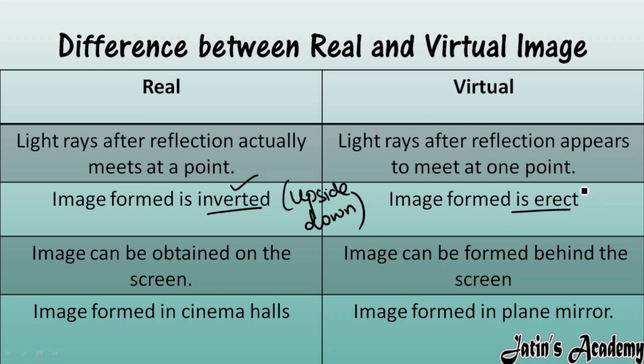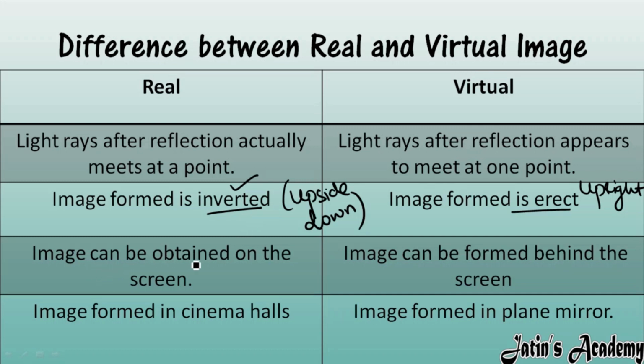Erect means upright image. Whenever you are standing in front of a plane mirror, wherever your head is, in the image also your head is in that position only. It is not going to invert. Your head is not down and your toe up, no. So the image formed as a virtual image is always erect, and real images are always inverted.